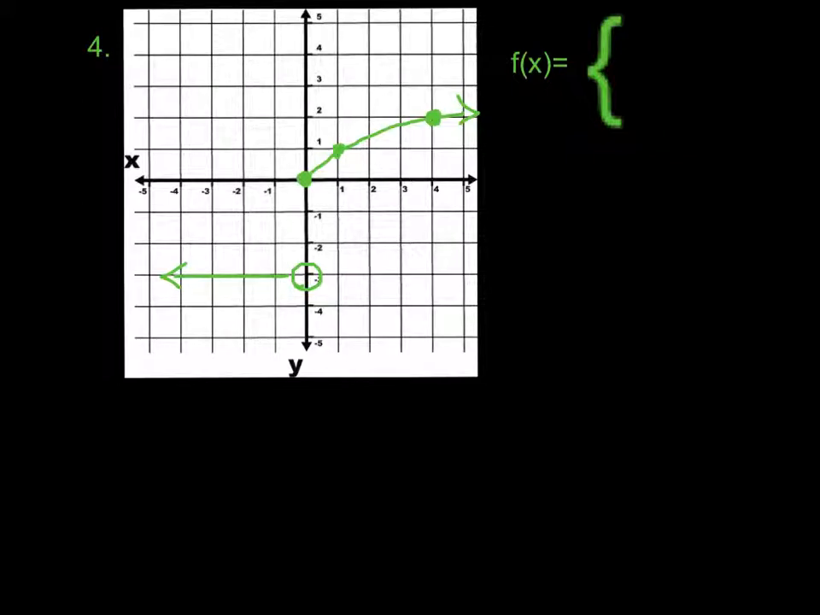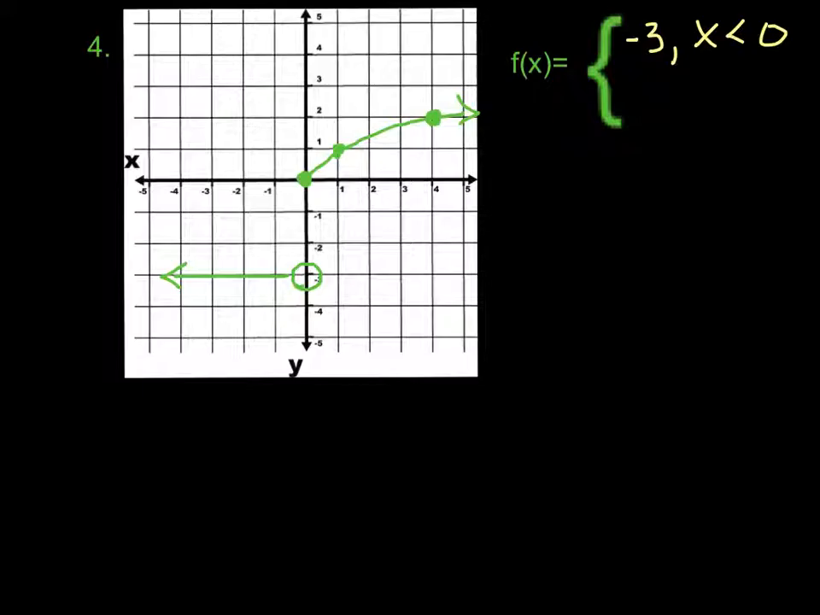So again, I'm going to do what I did on the last one. I'm writing the equations, but I'm going to start with the one furthest to the left. It doesn't matter, but that's the one I'm going to start with. The equation of that line is y equals negative 3. So I'm going to write negative 3. And then my domain would be x is less than 0, because notice that I have an open circle there at 0, negative 3. So we're not including the value x equals 0.